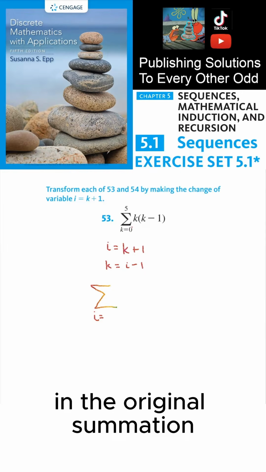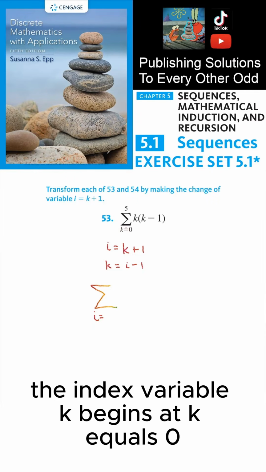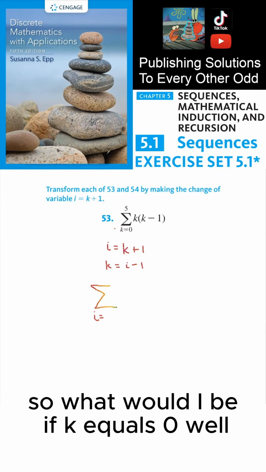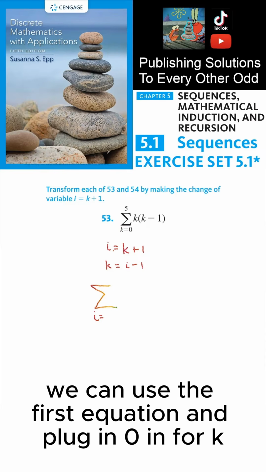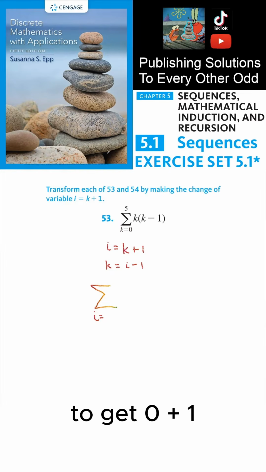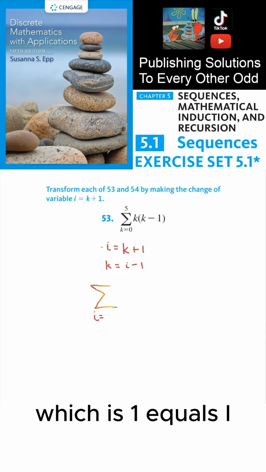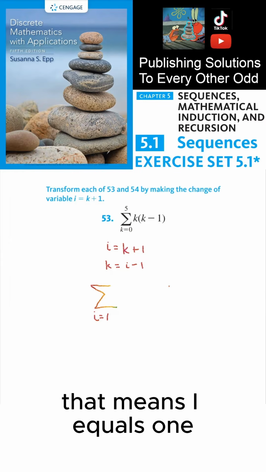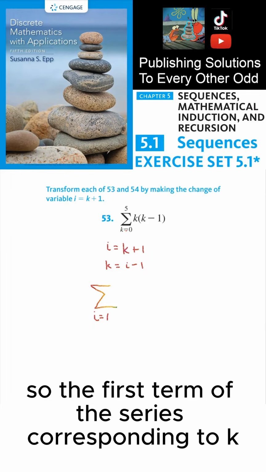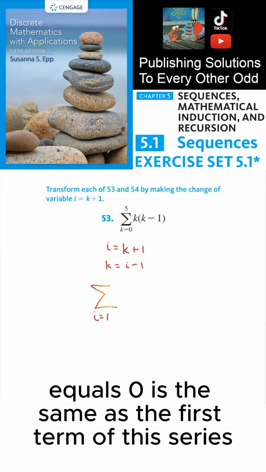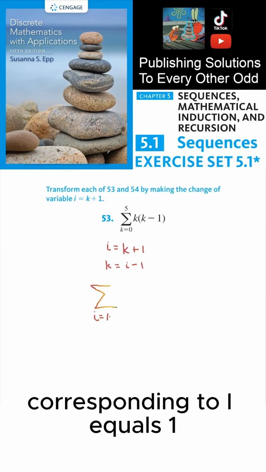In the original summation, the index variable k begins at k equals 0. So what would I be if k equals 0? Well, we can use the first equation and plug in 0 for k to get 0 plus 1, which is 1, equals I. So when k equals 0, that means I equals 1. So the first term of the series corresponding to k equals 0 is the same as the first term of this series corresponding to I equals 1.